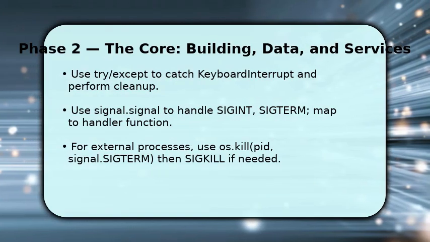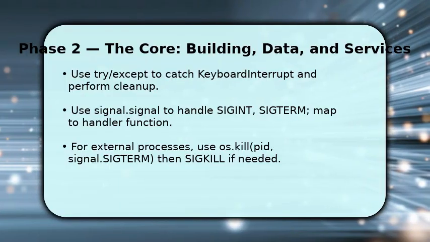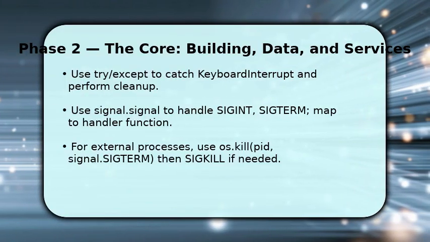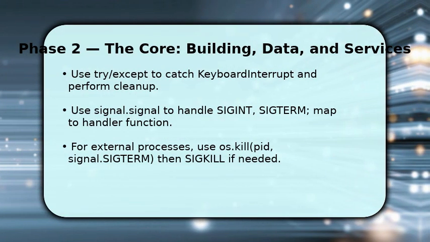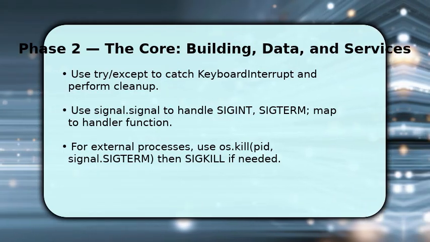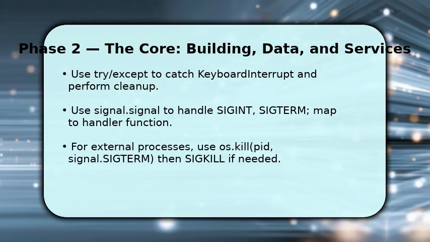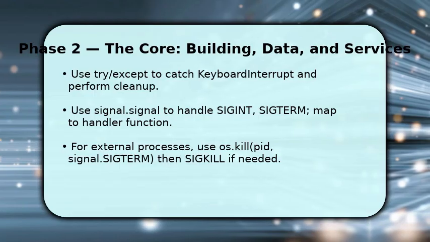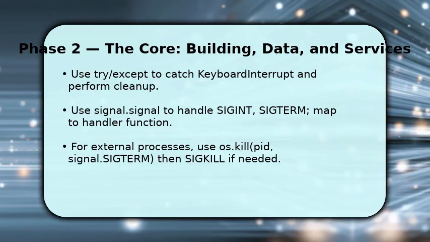Now implement graceful handling. Wrap main loops in try/except and catch KeyboardInterrupt to close files, sockets, and save state. Next, register signal handlers with signal.signal for SIGINT and SIGTERM, your handler should set a stop flag rather than force exit so threads can finish.